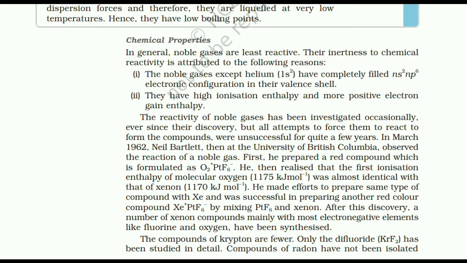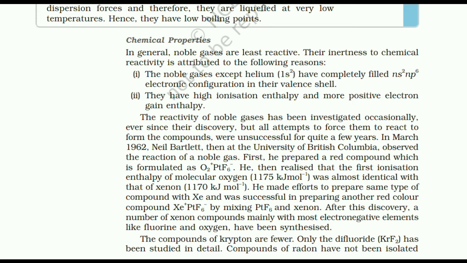The reactivity of noble gases had been investigated occasionally ever since their discovery, but all attempts to force them to react to form compounds were unsuccessful for quite a few years. In March 1962, Neil Bartlett, then at University of British Columbia, observed the reaction of a noble gas. First, he prepared a red compound which is formulated as O2+PtF6-.